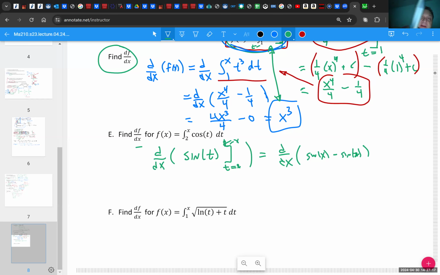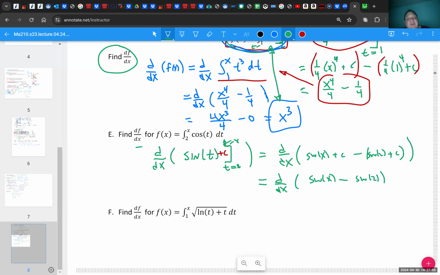Oh, forgot my plus c, didn't I? Well, a lot of you know the plus c is going to go away. So the antiderivative of cosine t is sine t plus c. I'll do the plus c in there. So you get sine of x plus c minus sine of 2 plus c, right? So you get your plus c's in there, but many people are already realizing that the plus c is going to go away. So we get sine x plus c, and the minus c go away. So we get sine x minus sine of 2.